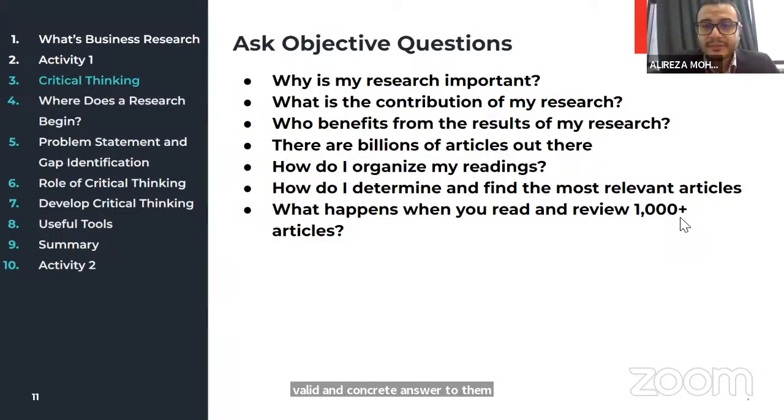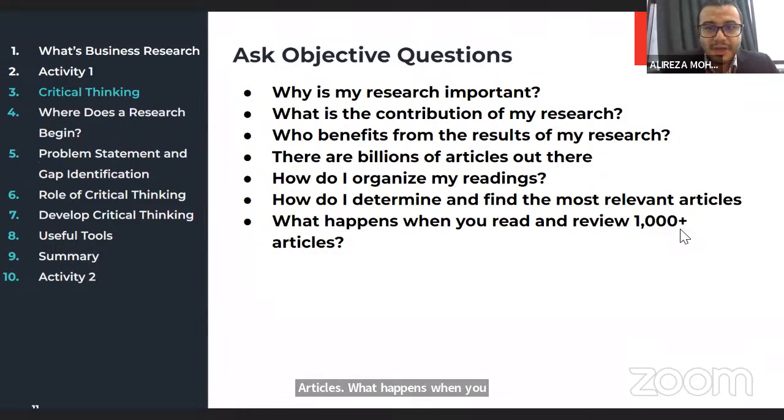How do I organize my readings? How do I determine and find the most relevant articles? What happens when you read and review 1,000+ articles? Ask yourself these questions in advance, so you plan properly before you step into a topic.